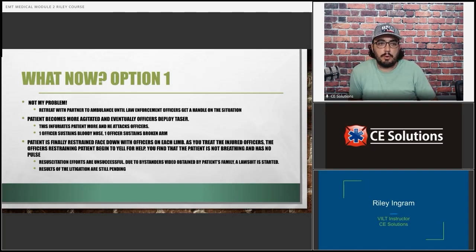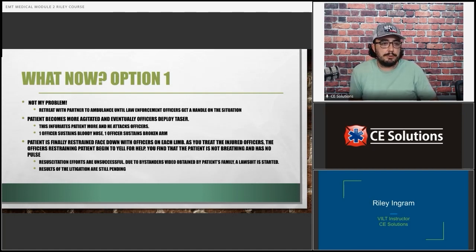The patient ends up becoming more agitated, and eventually officers deploy the taser. This infuriates the patient more, and he attacks the officers. He just rips the barbs out and keeps on fighting, right? One officer sustains a bloody nose, and one officer actually breaks his arm. Okay, so maybe not the best choice.